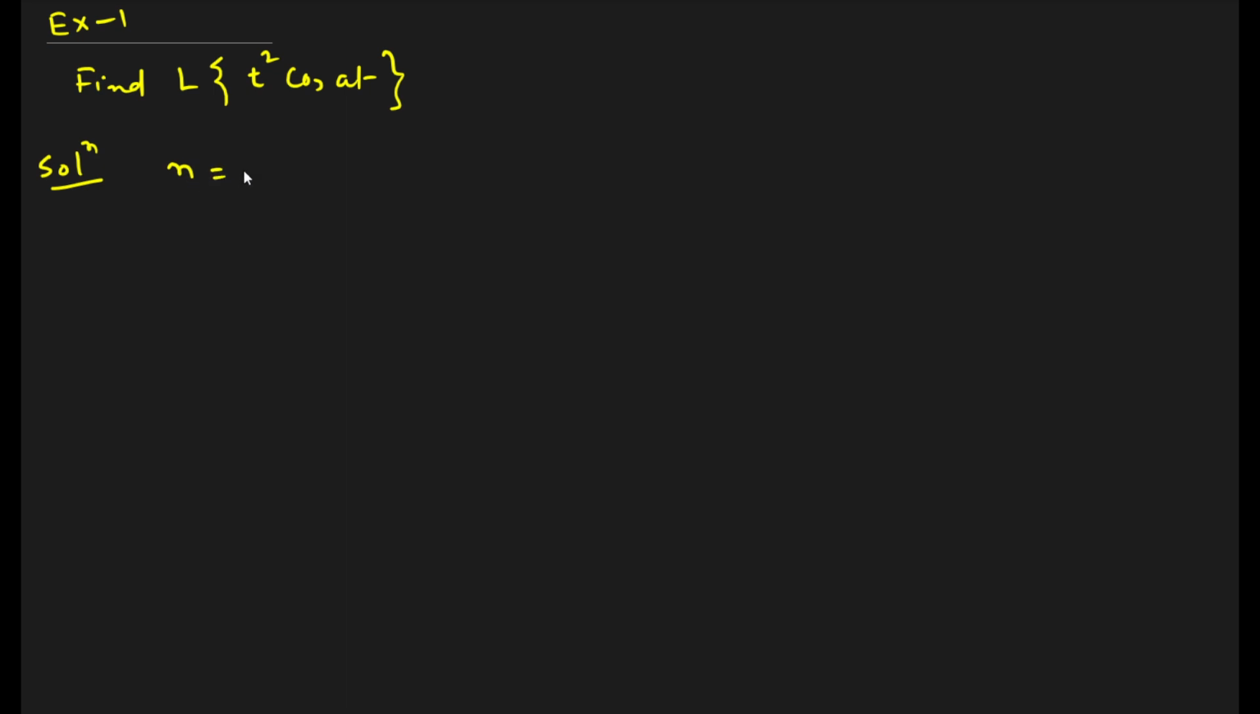Here n equals to how much? 2. What is our f of t? Our f of t is cos at. So first we have to find the Laplace transformation of cos at. So this is nothing but s divided by s square plus a square.